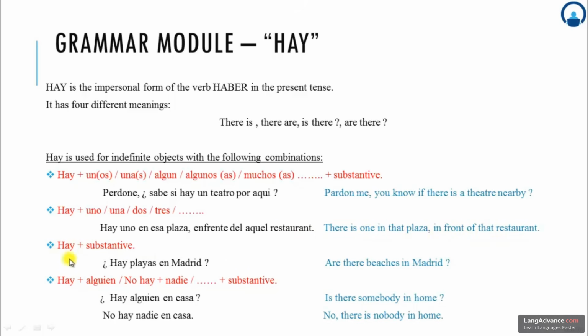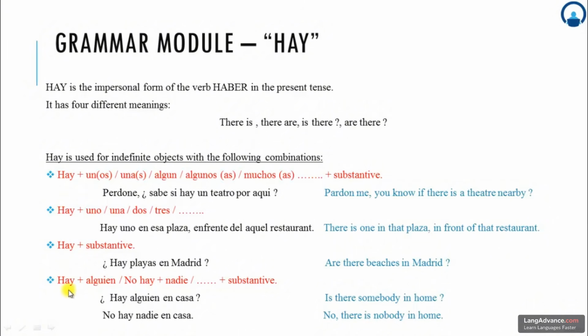Next is hay plus substantive, that is hay plus any general statement. So I ask a general question: ¿Hay playas en Madrid? That means, are there beaches in Madrid? So this is a very general question, and I wanted to use the term are there. That's why I used hay.